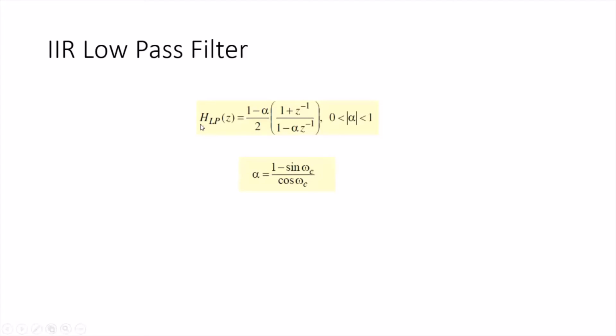That is basically the impulse response of the IIR low pass filter. The transfer function of the IIR low pass filter is (1 minus alpha) over 2 times (1 plus z inverse) over (1 minus alpha z inverse). The idea is very simple and the same as the FIR filter. To implement an IIR low pass filter, we just need to put one zero at z equal to minus 1.